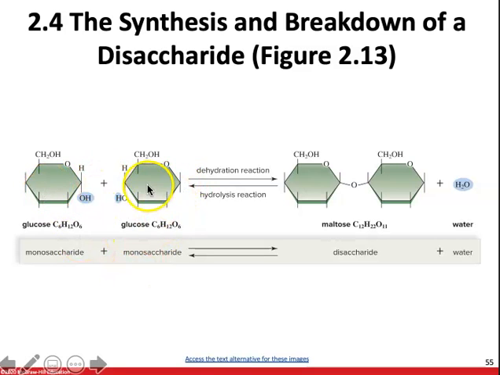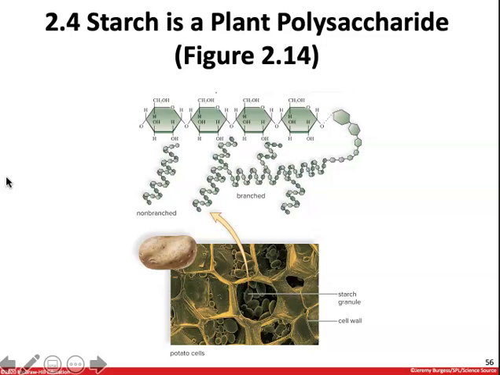Glucose plus glucose, dehydrate it, we get maltose plus water. Water plus maltose equals 2 glucose molecules. So like I said, the monomer of carbohydrates is monosaccharides. Polysaccharides are going to be the polymer form of carbohydrates. So this is going to be made up of long chains of monosaccharides all linked together.